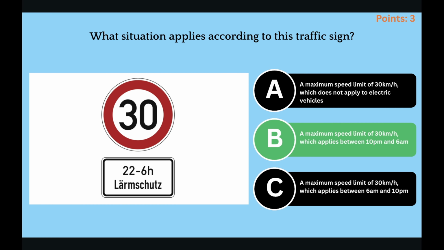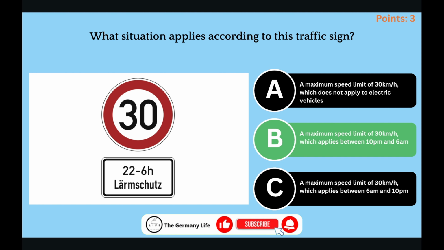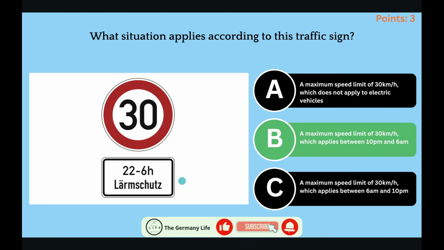B is the correct answer. A maximum speed limit of 30 km per hour which applies between 10 p.m. and 6 a.m. This is one of the most common signs you will see on the German roads. It tells us that between 10 p.m. and 6 a.m. we can only go as fast as 30 km per hour. Outside of this time, we can go as fast as 50 km per hour. The reason for this restriction is given as noise protection.